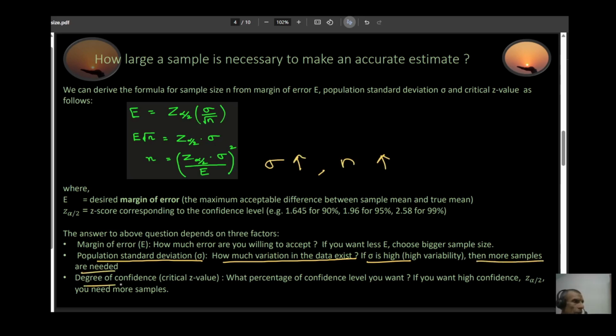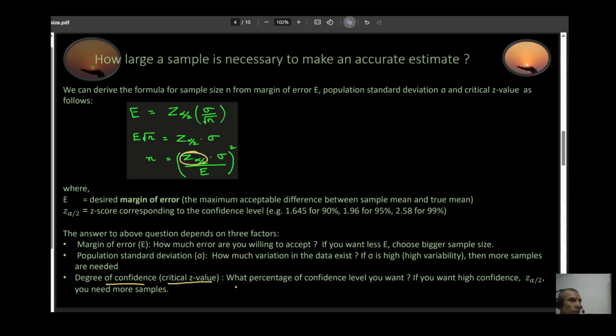How about your degree of confidence? Degree of confidence, that's controlled by your critical Z value, which is right here. You ask yourself what percentage of confidence level you want. If you want a high confidence, in other words, you want a high Z alpha over 2, high Z, that means your Z goes higher. Well, if your Z goes higher, that means your N is also going to get higher. That means you need more samples.